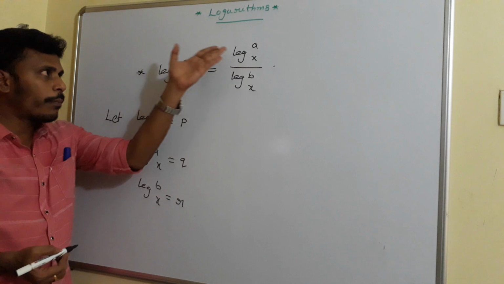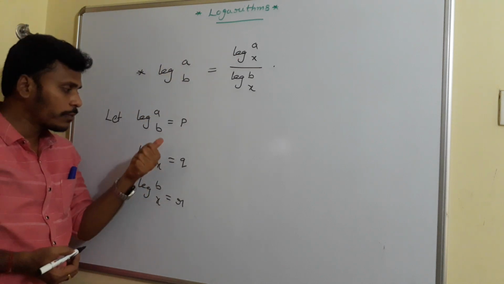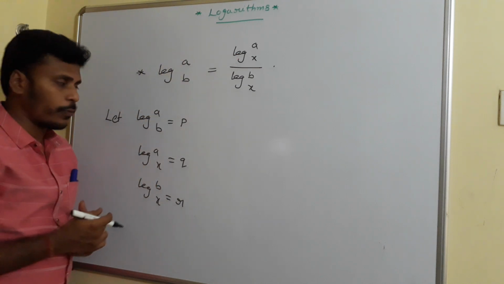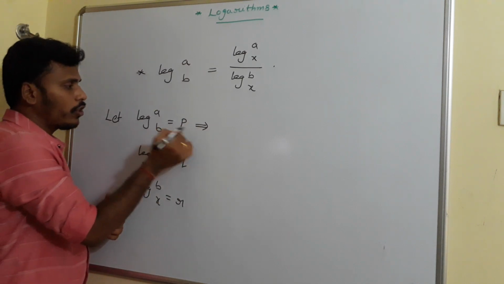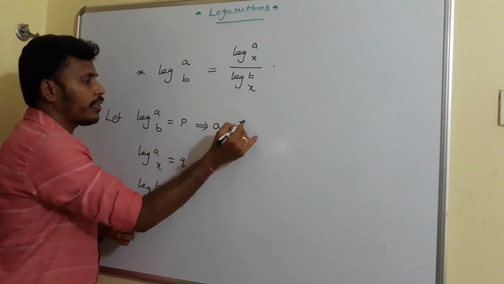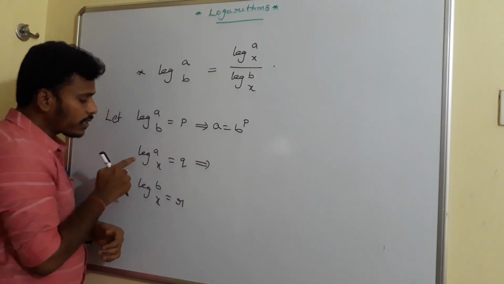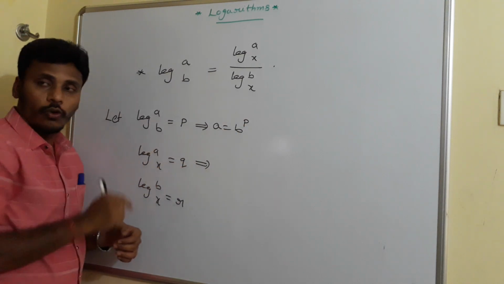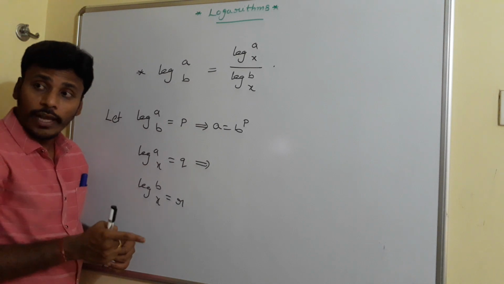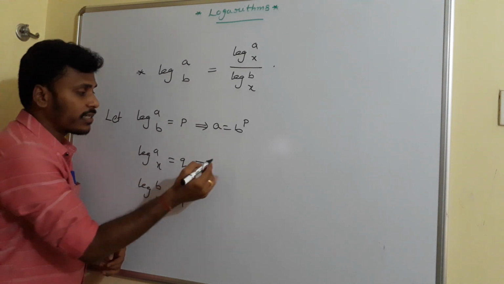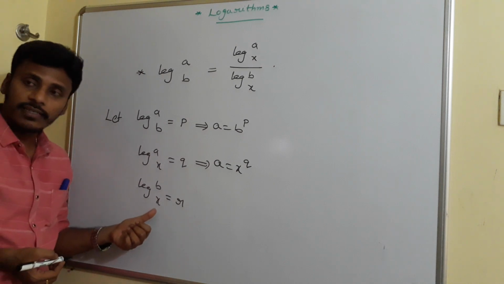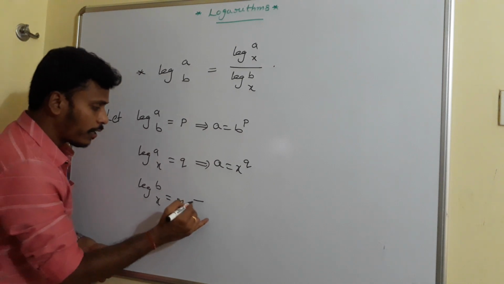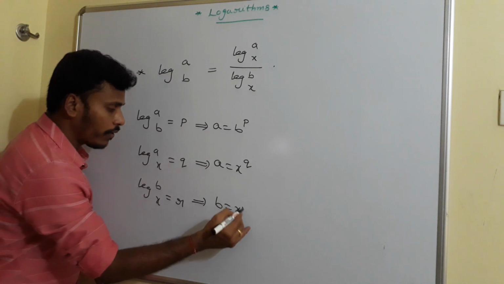By considering these three logarithms as p, q, r, convert them into exponential form. For the first, send this b that side, and it becomes a is equal to b power p. And since log a base x is equal to q, to convert it into exponential form, send that x that side, a is equal to x power q. Now send this x again this side, and you will get b is equal to x power r.